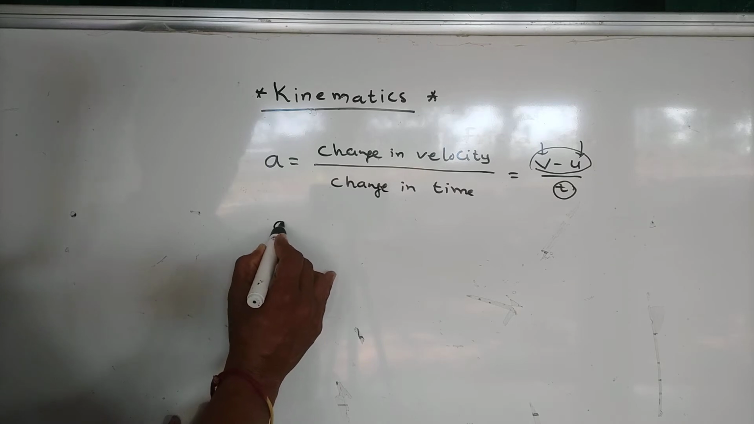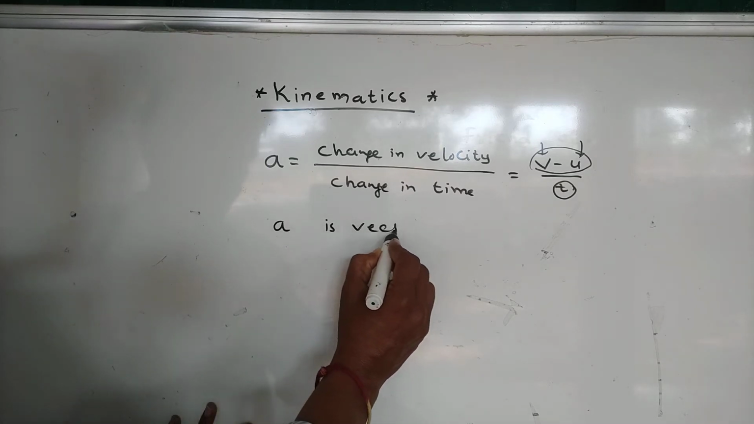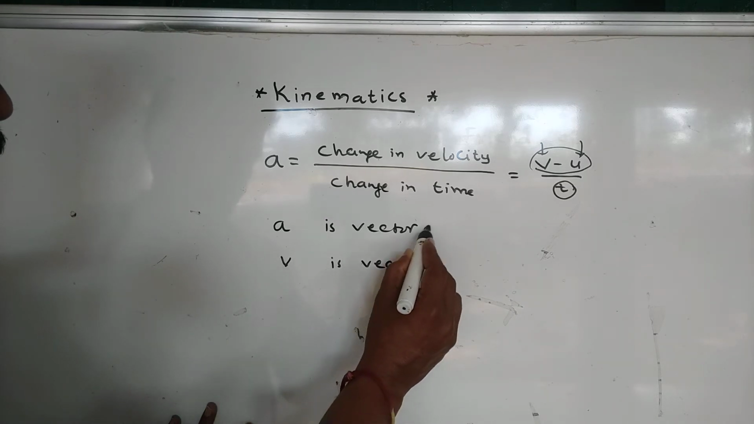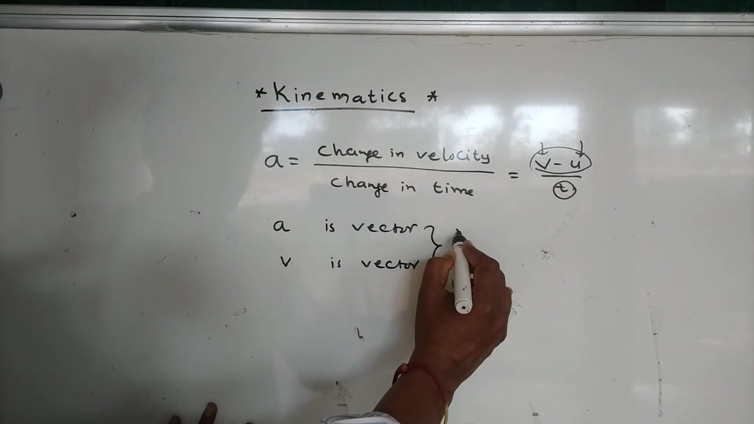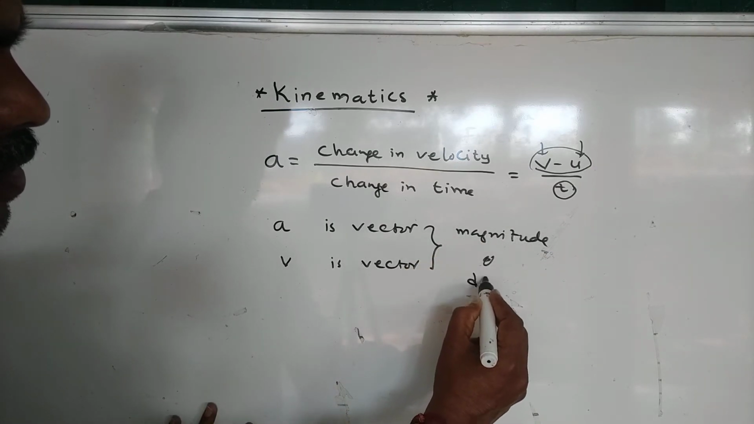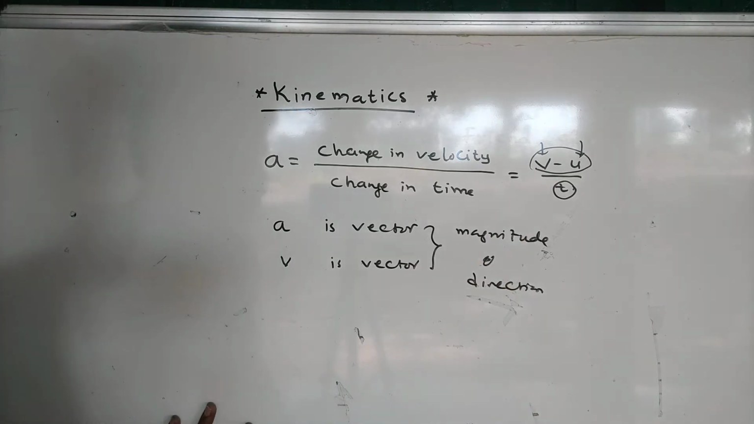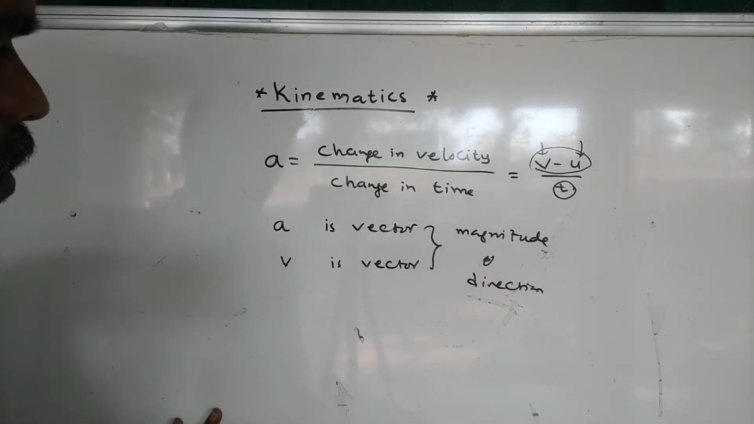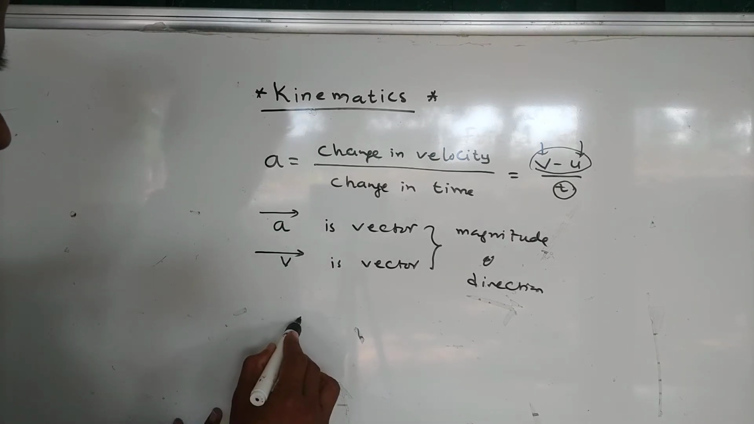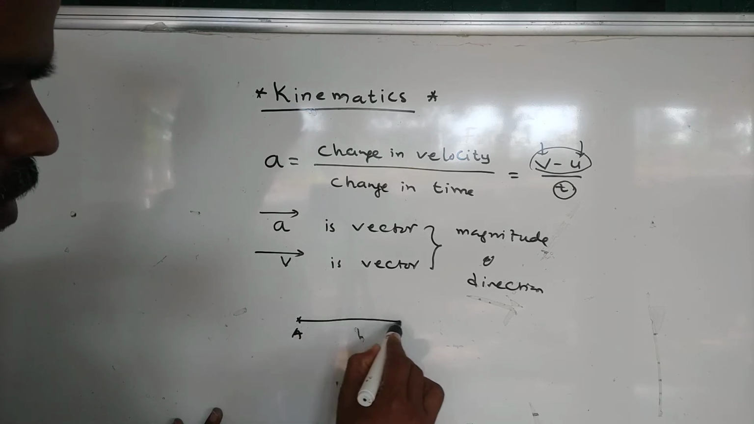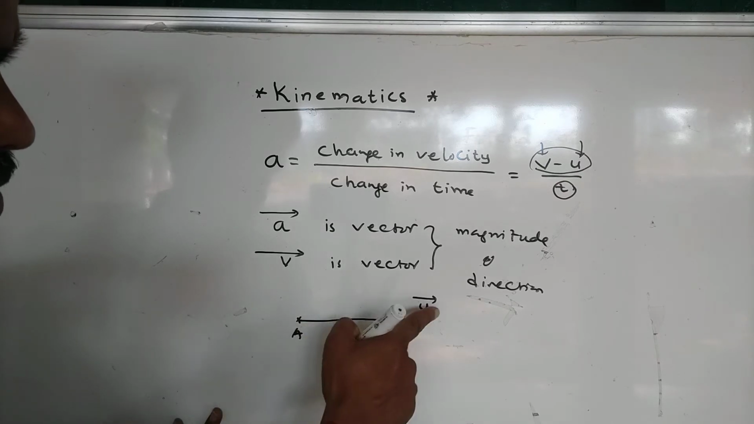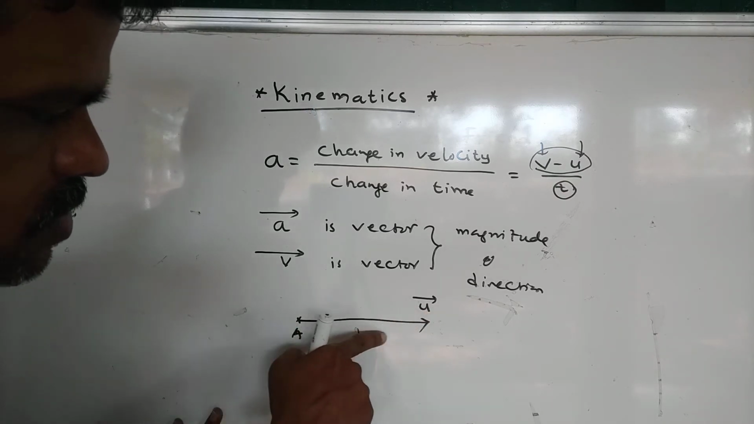Acceleration is a vector, velocity is a vector. Both are vector quantities, so both have magnitude and direction. Look here, acceleration is a vector, velocity is also a vector. If a particle is moving in this direction, it has velocity u. Velocity is a vector quantity, so it has a direction.